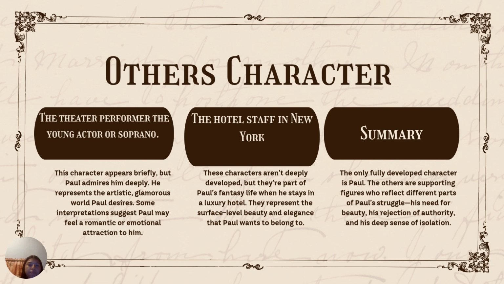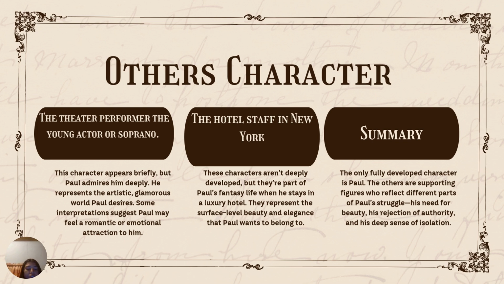Other characters. The theater performer, the young actor or soprano. This character is unaware of Paul, but Paul admires him deeply. He represents the artistic, glamorous world Paul desires. Some interpretations suggest Paul may feel a romantic or emotional attraction to him.